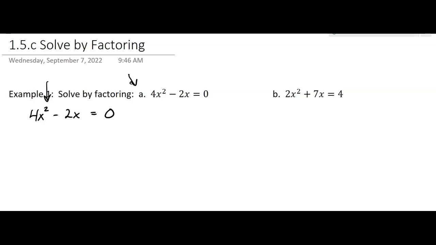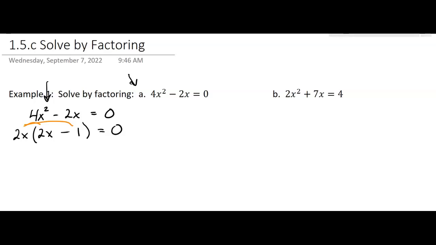What's the first step to factoring? Go look at your notes. It's GCF, right? Greatest common factor. So I can factor out a 2x, and I have left 2x minus 1. And that's what equals 0. So let's just double check and make sure we're factoring right. 2x times 2x, is that 4x squared? Yes. 2x times minus 1, is that minus 2x? Yes. Okay, so the factoring is correct.